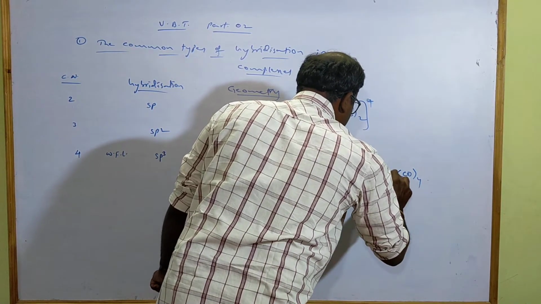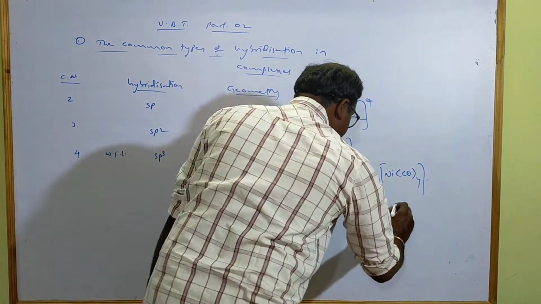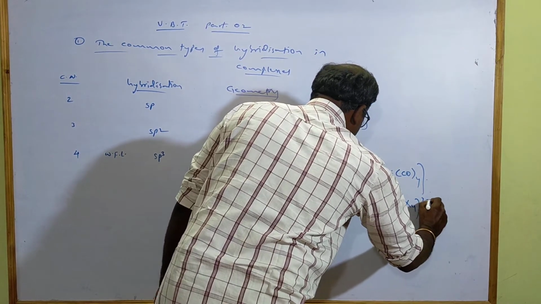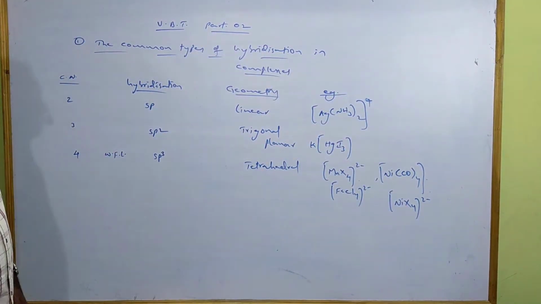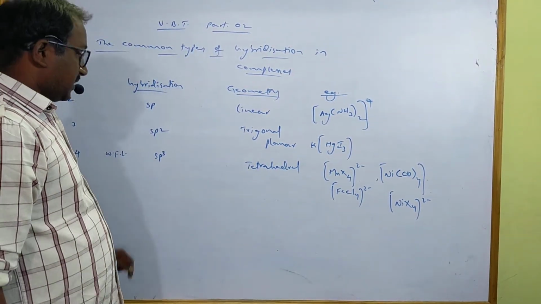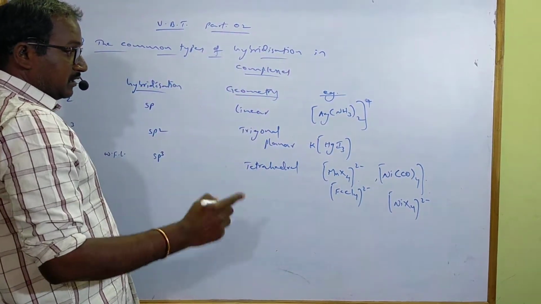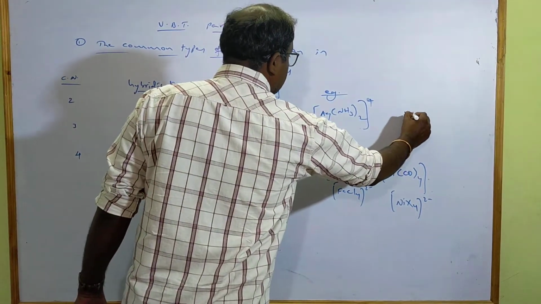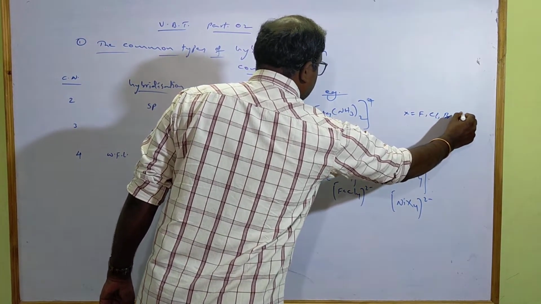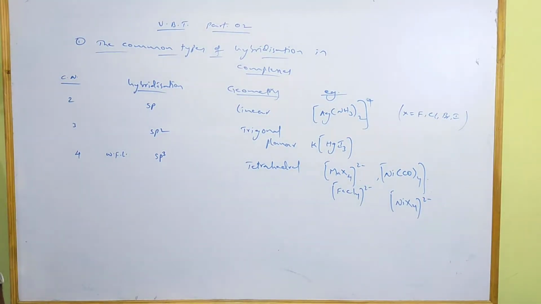nickel carbonyl, nickel 0 oxidation state, and NiX4. Here also 2 minus means nickel oxidation state is +2. In these 4 complexes, hybridization is sp3. Reason: X means halogen. Already I told you, X means halogen, maybe fluorine, chlorine, bromine, iodine. Any one may be there. So weak field ligands.